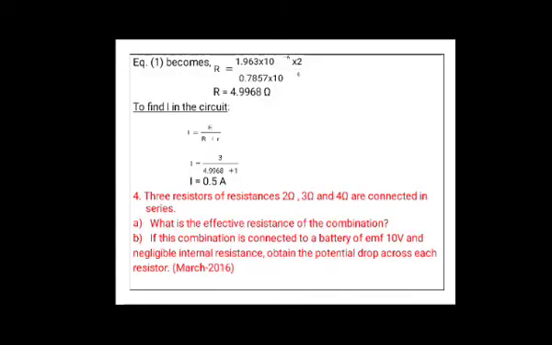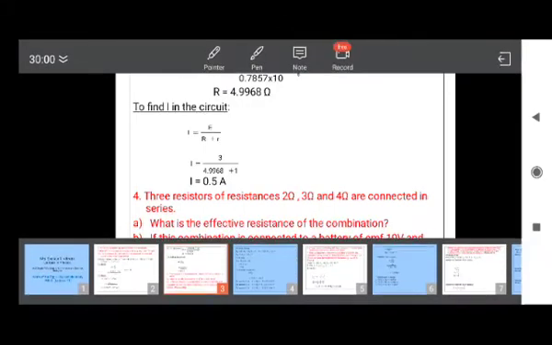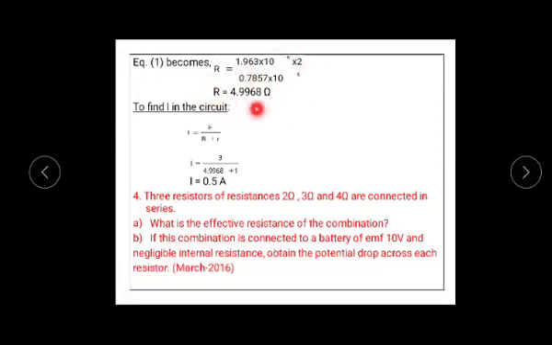So if you substitute it in equation 1, you will get R is equal to 1.963 into 10 raised to minus 6 is rho value into L value is 2 divided by area. Just now we have calculated, it is 0.7857 into 10 raised to minus 6. Simplify this one, you will get resistance R is equal to 4.9968 ohm. Approximately you can write it as R is equal to 5 ohm. Otherwise you can write like this one. So first unknown quantity we have calculated, that is resistance.